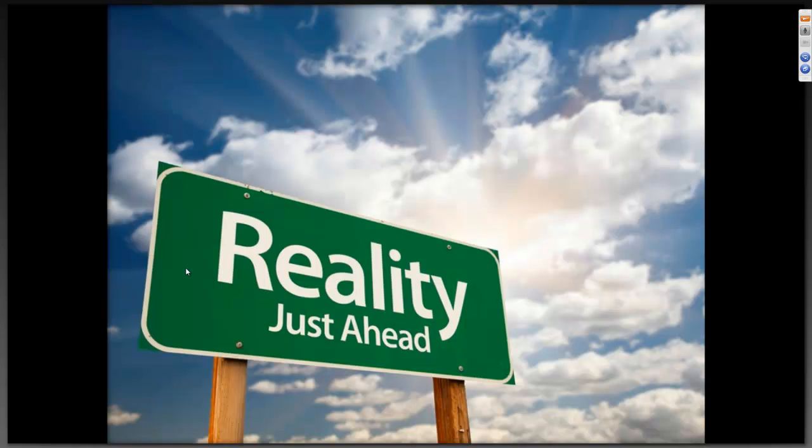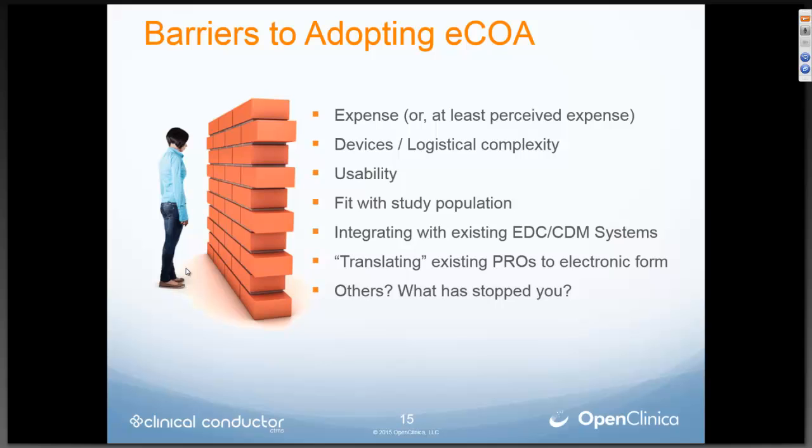So we've gone through some of the motivations, some of the reasons why people do eCOA. And now I'm going to talk a little bit about what some of the actual realities of that are. And I'm going to focus first by highlighting some barriers that may exist. And these include the expense or the perceived expense of adopting an electronic way of collecting patient-reported outcomes. It can include devices, perhaps the need to provision devices to patients and all of the logistical complexity surrounding that.